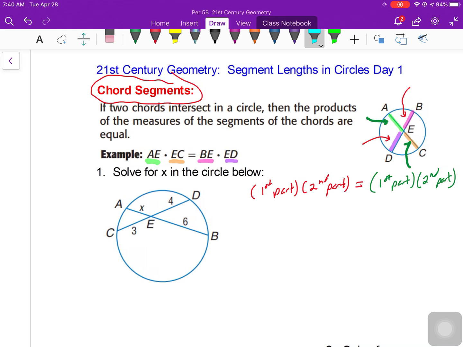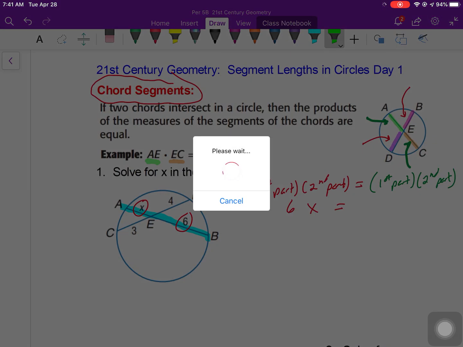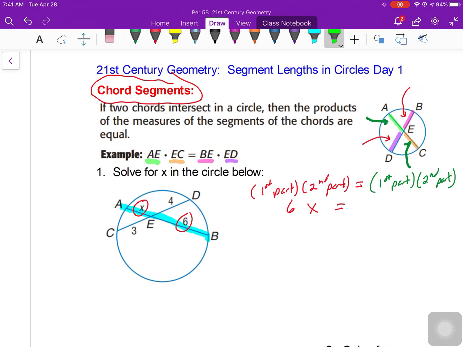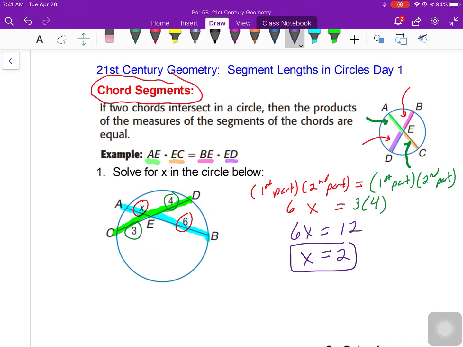So in the problem that we're doing right here, this first example, if we consider this to be our first segment, A to B, the two parts are really the x and the 6. So we have 6 times x. And then the second chord segment would be this one right here. And the two parts on that one are the 3 and the 4. So 3 times 4. So that would be how we set up this problem to solve it. And then, of course, we still have to solve it. We would have 6x equals 12. So x would be 2 in this problem.